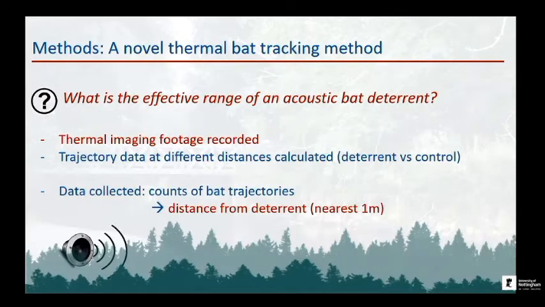So I used this method to get trajectory data at different distances from an acoustic deterrent, and I was able to look at a range of about 15 to 30 metres, so a field of view where the deterrent was pointing down the field of view, and I was able to see the effect of the deterrent over that range.